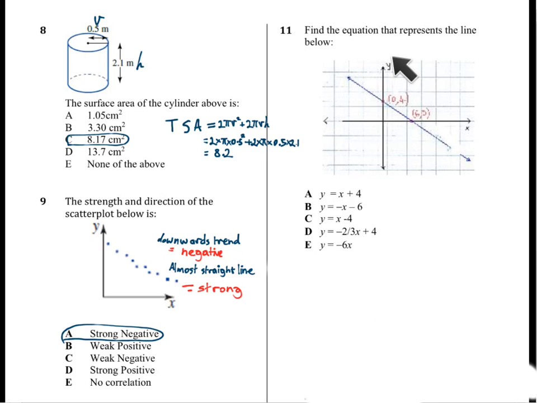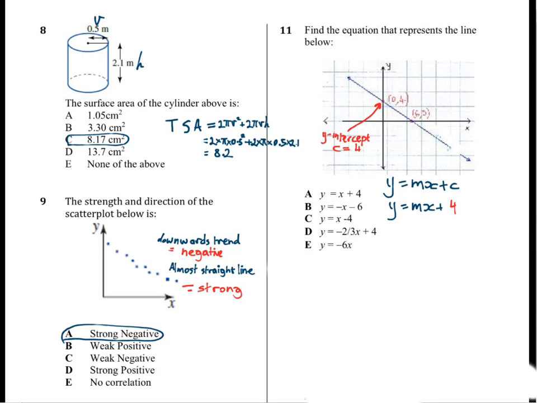Question 11, find the equation that represents the line below. Alright, so on a Cartesian plane, x and y, we've got a straight line, and here's our points. This point there, which is the y-axis intercept, is x equals 0, y equals 4. This point down here on the x-axis intercept is x equals 6, y equals 0. So my equation of a straight line is this, y equals mx plus c. I can work out my c number straight away because my c number is just the same as the y-intercept. You have to remember that. The y-intercept, which is that point, is your c number, c equals 4.